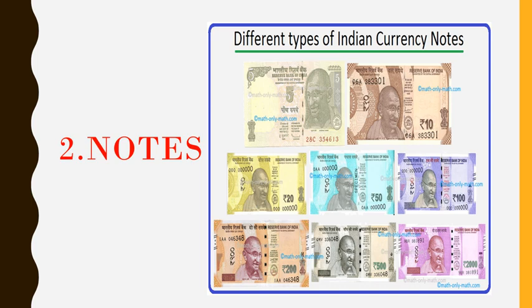Next is notes. Notes are paper money with different values. Okay, and these are the different types of Indian currency notes, and the common denominations include rupees 5, then you have rupees 10, this is your rupees 20, this is rupees 50, this is rupees 100, 200 rupees, then you have rupees 500, and this is your rupees 2000.